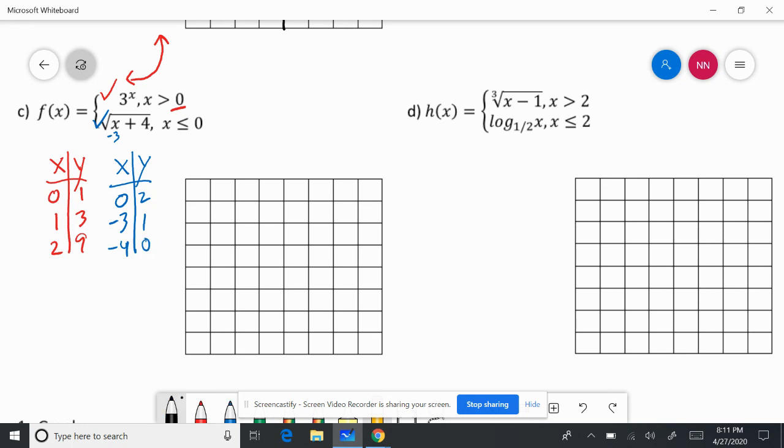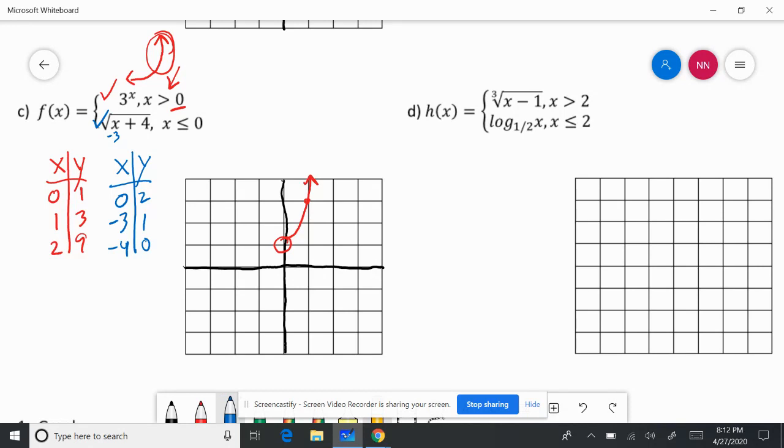Next thing I'm going to do is plot my points. And with the red, what I have is 0, 1. So I'm going to put an open circle because it's greater than, not greater than or equal to. I have 1, 3, and 2, 9 is way up there. So I'm going to make my line curve similar to this right here, and it keeps on going up.